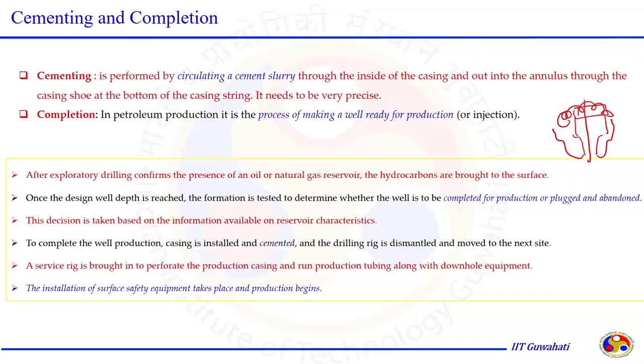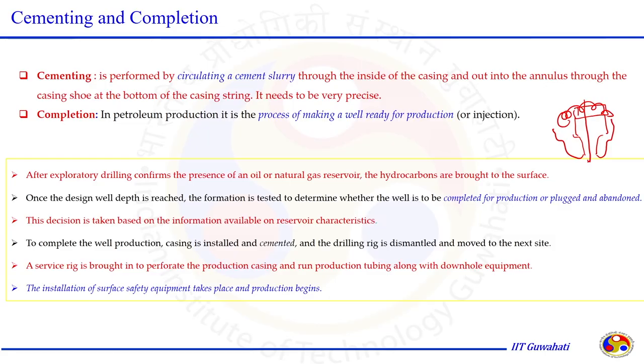So in summary, after exploratory drilling confirms the presence of oil or natural gas reserves, the hydrocarbons are brought to the surface. When geologists suggest drilling the well at a particular location, the depth formations are tested to perform the drilling operation. The decision is taken based on the information available on the reservoir characteristics. To complete the well for production, casing is installed and cemented, and the drilling rig is dismantled and moved to the next site. So the job of the drilling rig is completed with the completion.